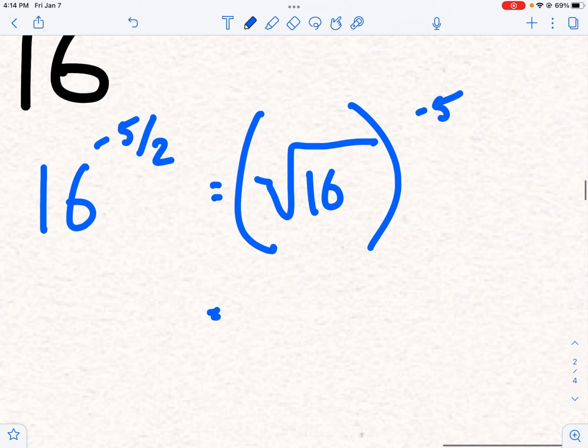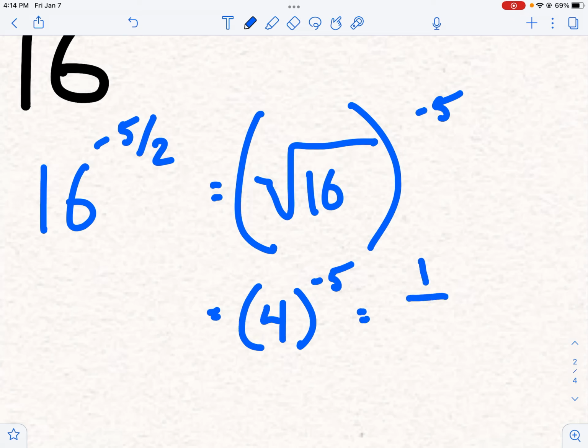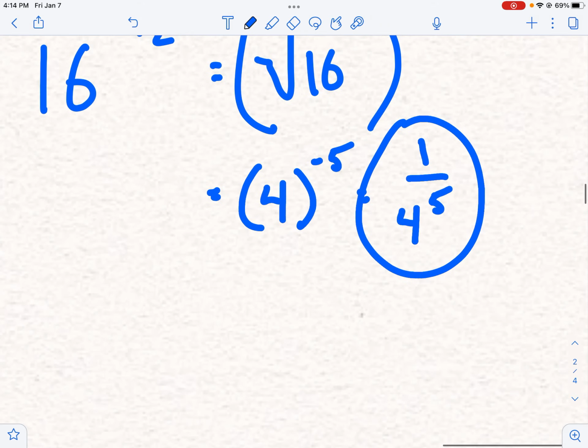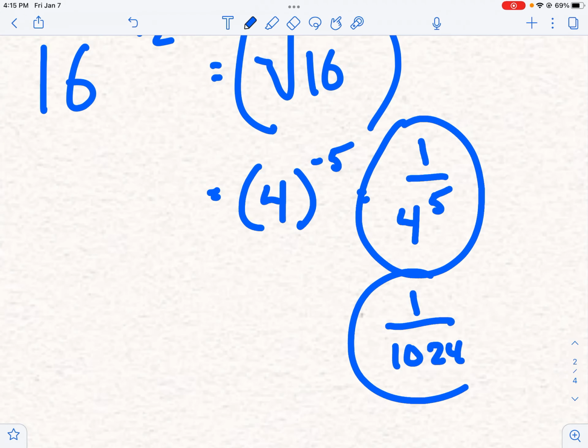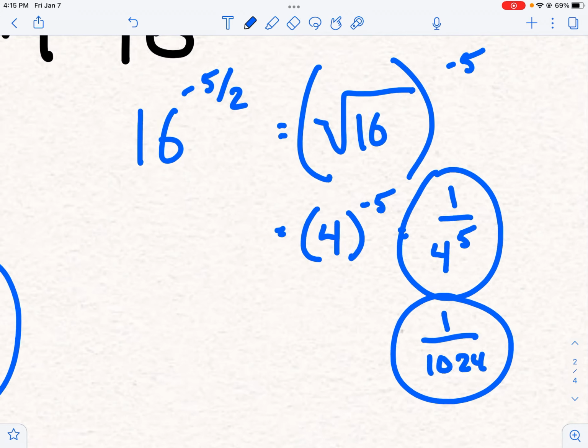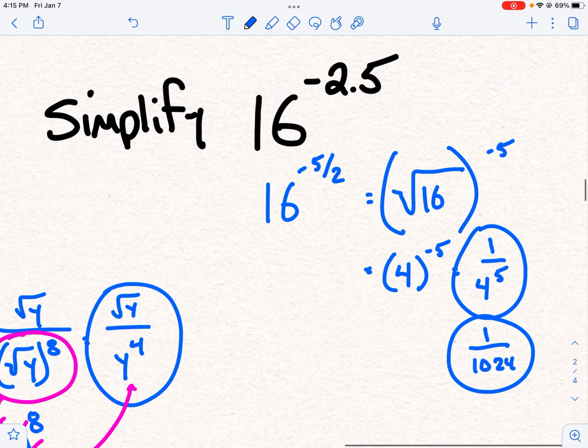And on this one, I happen to know the square root of 16, so I'm not cheating. I'm just simplifying as I go, and I'm going to use that rule about flipping this thing over. And if you're looking for exponential form, there it is. If your teacher wants you to multiply it out, well then 4 times 4 times 4 times 4 times 4 is 1,024, and either one of those two circled answers would be the same as 16 to the negative 2.5.